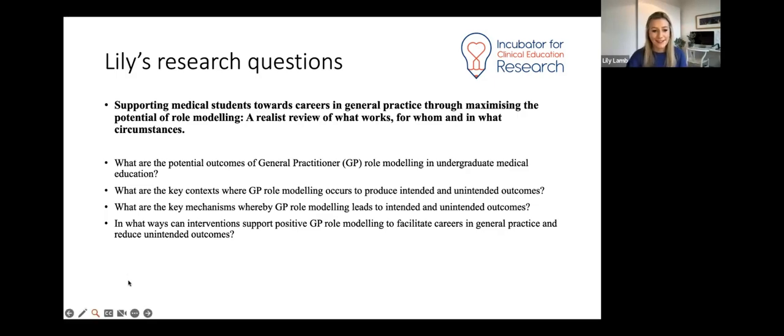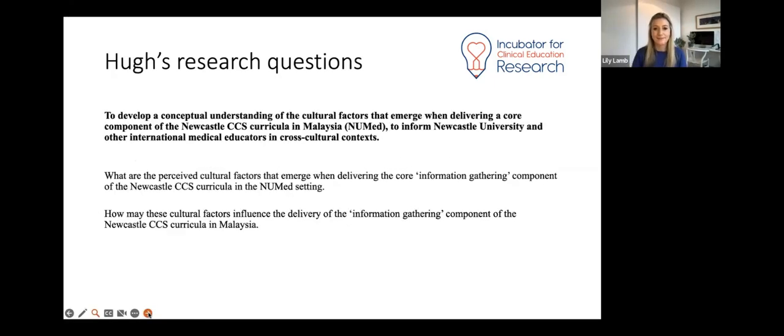Okay, on to Hugh. So back to part 2 of my story. If you remember from part 1, Newcastle University, on the invite of the Malaysian Medical Council, introduced our curriculum into a medical school in Johor in Malaysia. So I was left with these questions: how would that work? How do we avoid cultural imperialism, etc.?